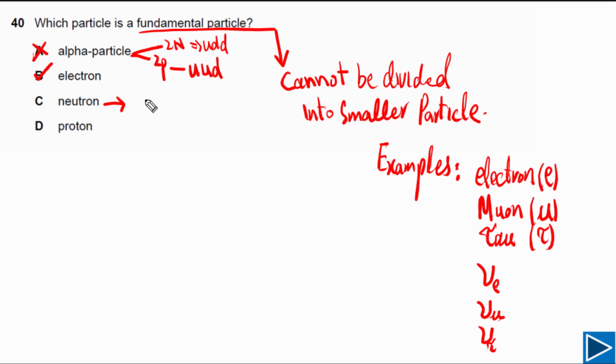Neutron is also not a fundamental particle because it has one up quark and two down quarks, so it can be divided into smaller particles, so this is not the answer. Proton is also not a fundamental particle because it consists of two up quarks and one down quark, so this is also not fundamental because it can be divided into quarks. So our answer is B. That's the answer.